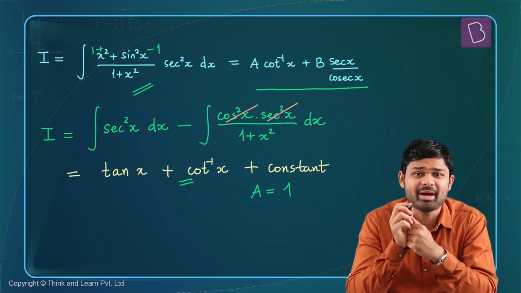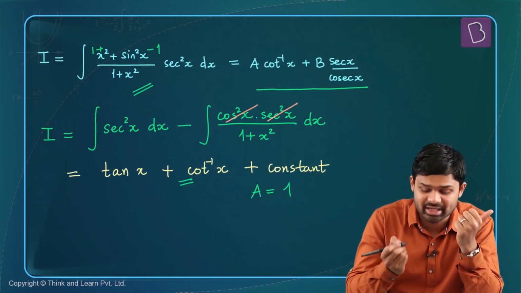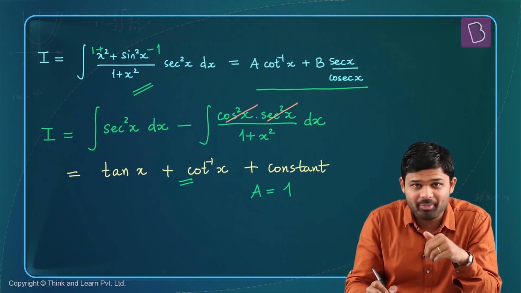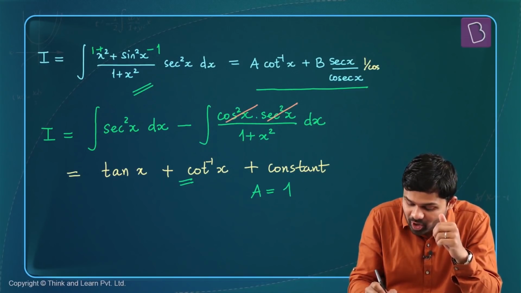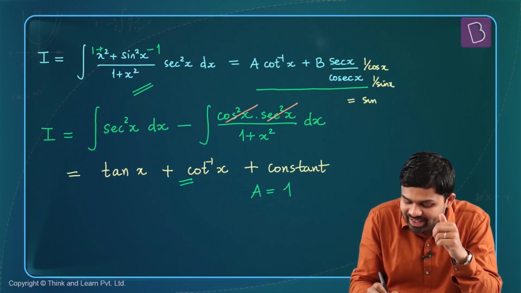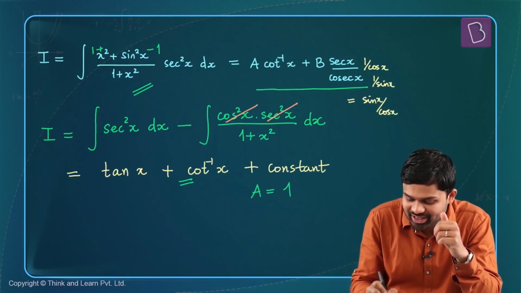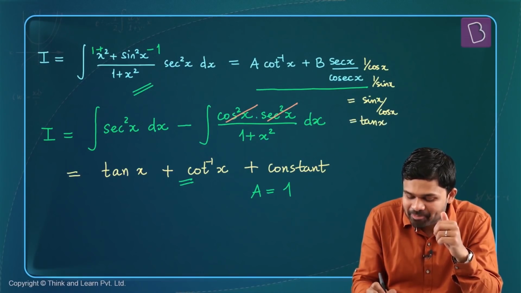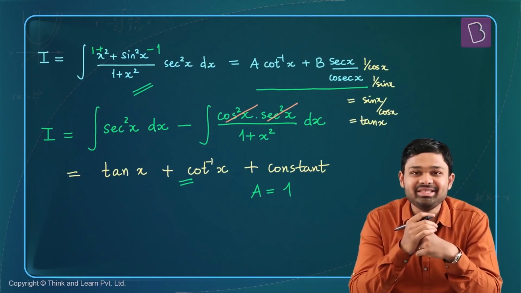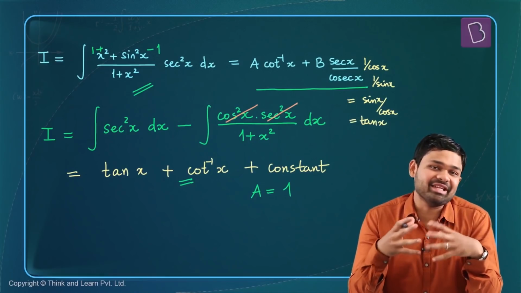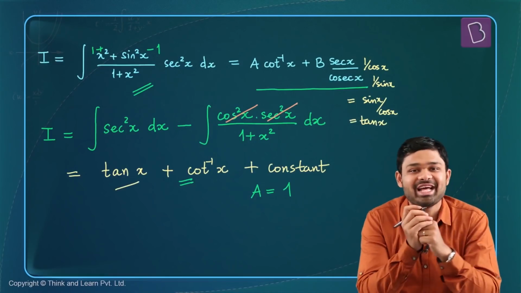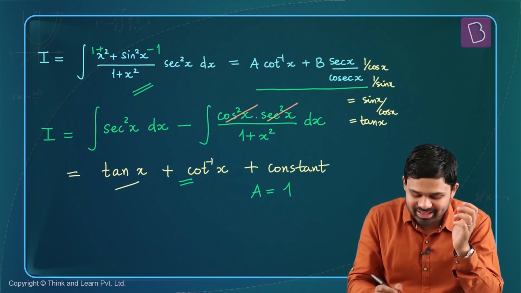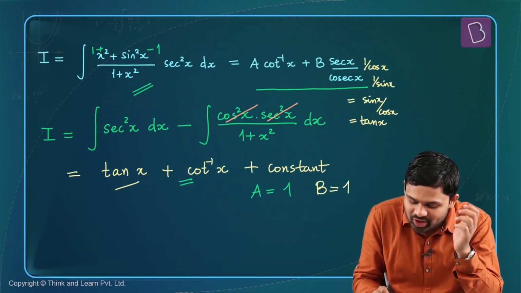I do not see a secant by cosecant, so let's try and simplify secant by cosecant. Secant is 1 upon cos, cosecant is 1 upon sine. So that is effectively nothing but sin x upon cos x, which is nothing but tan x. So this clearly means that they have written tan x in a very fancy way, and we have a tan x in our solution, which means that b is also equal to 1.